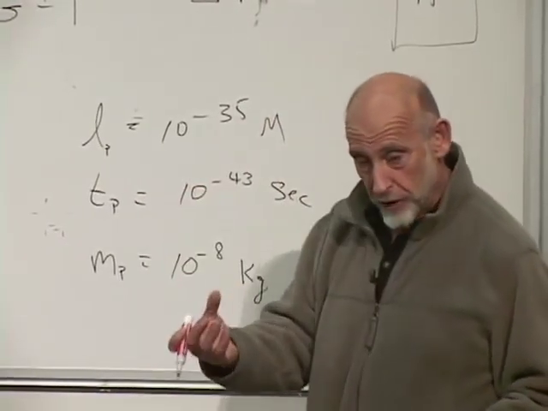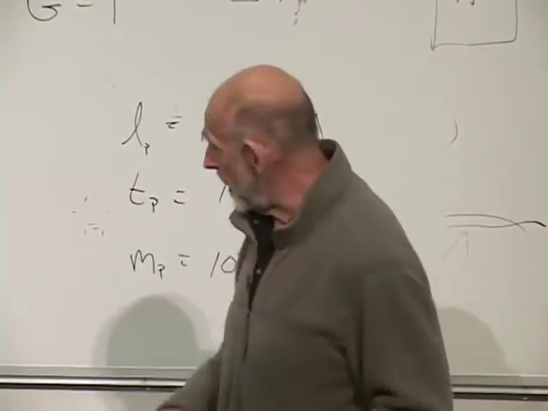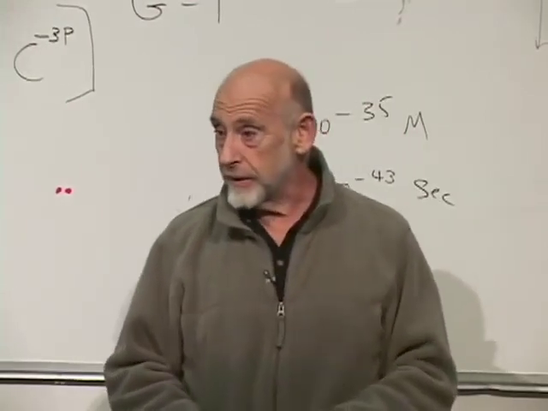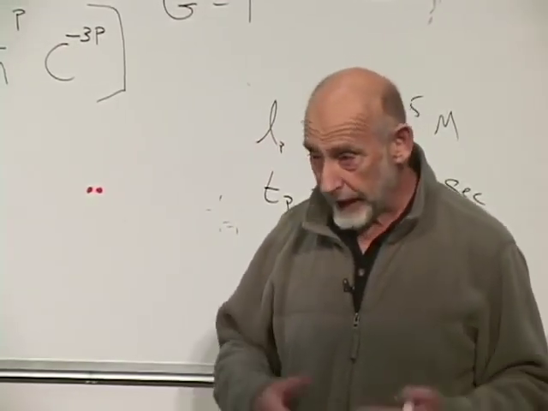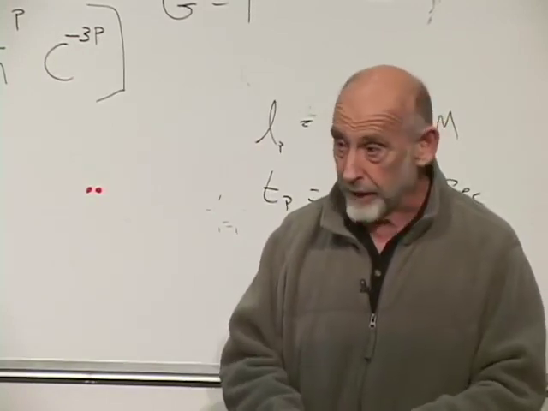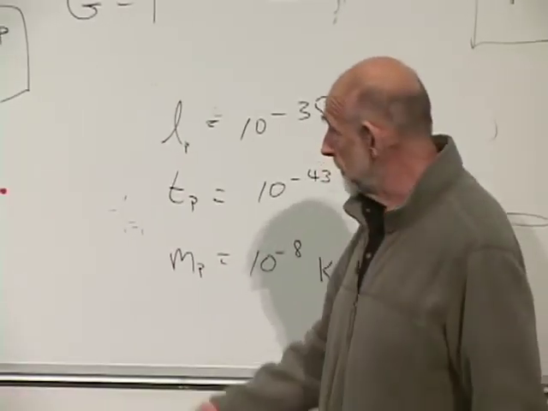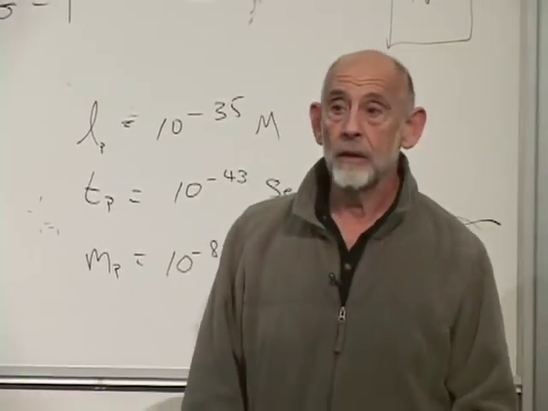So if you try to take two particles and localize them to a distance comparable to the Planck distance, the energy that you have to put in to do that will be the Planck mass. So it's just the uncertainty principle. We can work it out, but yeah. Right, okay.